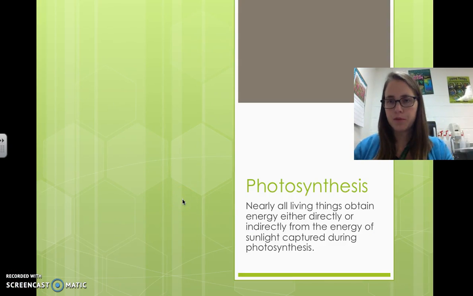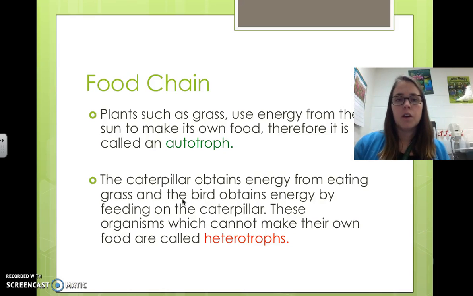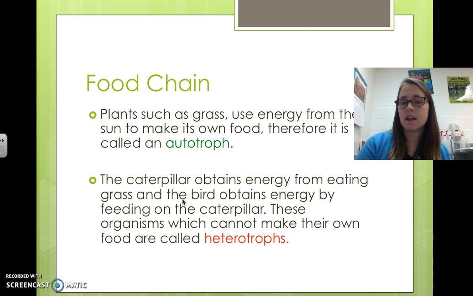All right, we are going to talk about photosynthesis. So you all know that nearly all living things obtain energy either directly through the sun or indirectly through the process of the food chain. In the food chain, we know that plants such as grass use energy from the sun to make their own food. Therefore, they are called autotrophs.